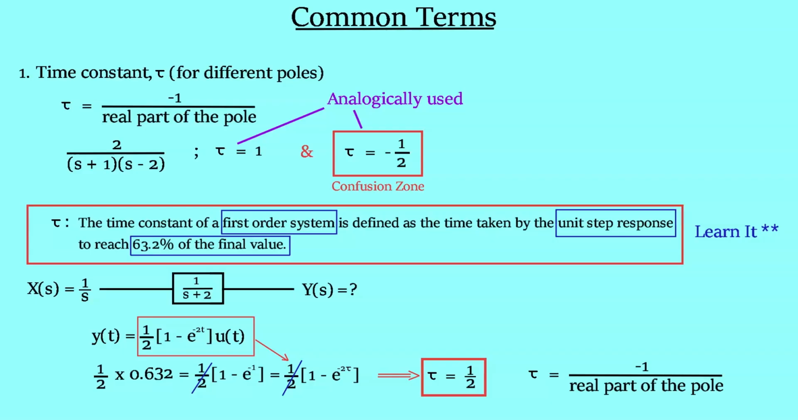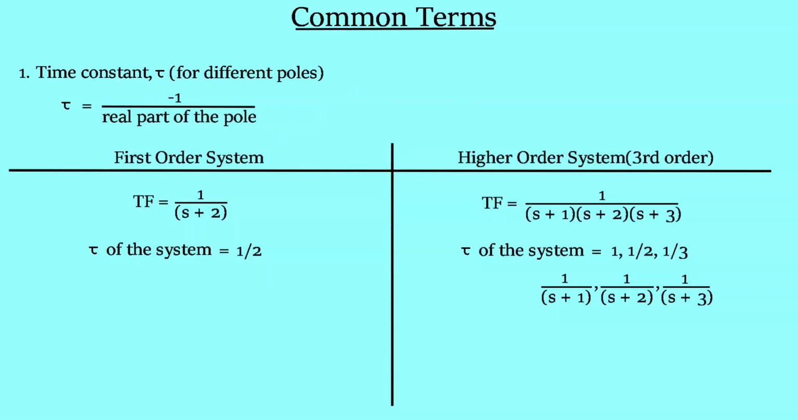So the moral of the story is that the concept of time constant originated from electrical circuits. The similar definition is valid for first order systems for step signal response, but it is used analogically throughout the subject. Comparing first order systems with higher order systems, you will get more clarity about the time constant. The transfer function of the first order system is 1 upon s plus 2, and the time constant of the system will be 1 by 2.